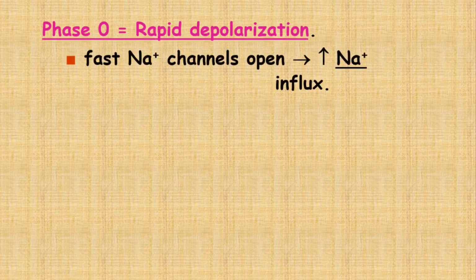Now we are going to see the ionic basis for each phase. Phase 0 starts with rapid depolarization. It is because of the opening of fast sodium channels. So the sodium ions will enter inside, so the inside of the cell membrane becomes positive. So the membrane potential will rise fast. It will go above 0 millivolt.